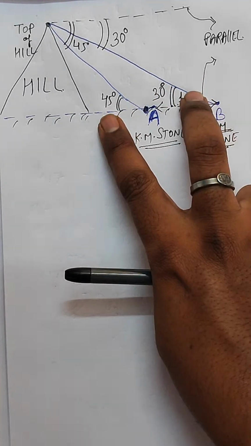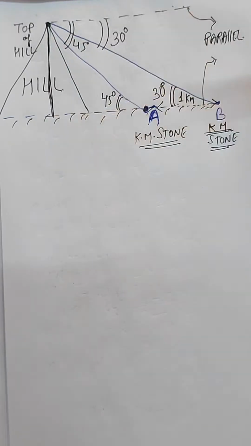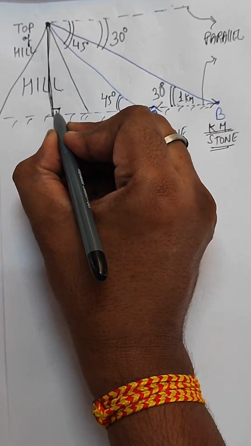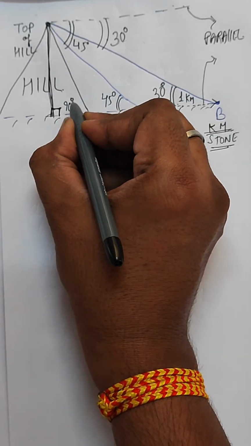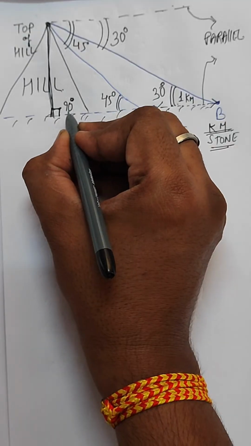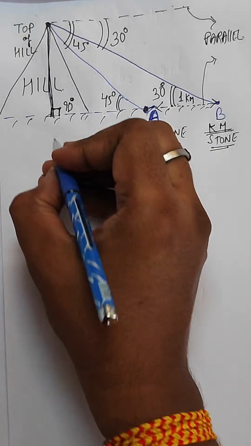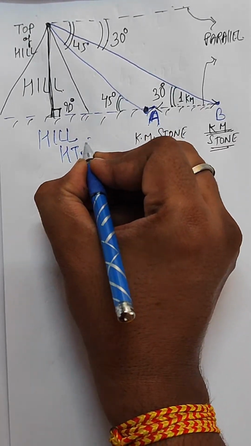So in this question, we need to find the height of the hill. So let us say this is the height of the hill. If this is the height of the hill, then definitely height is the shortest distance. So from the top, this will be lying, and when it strikes the ground, this will be at 90 degree. Now we need to find the hill height. How much?